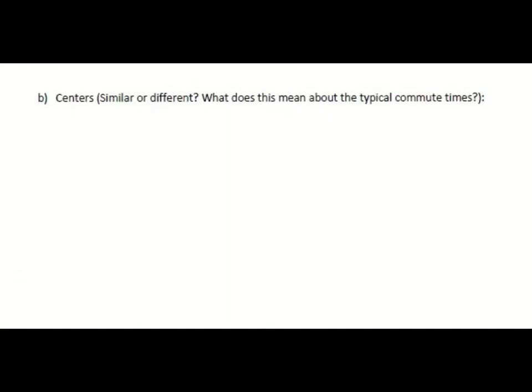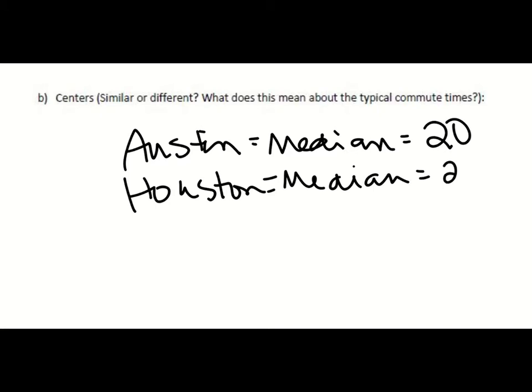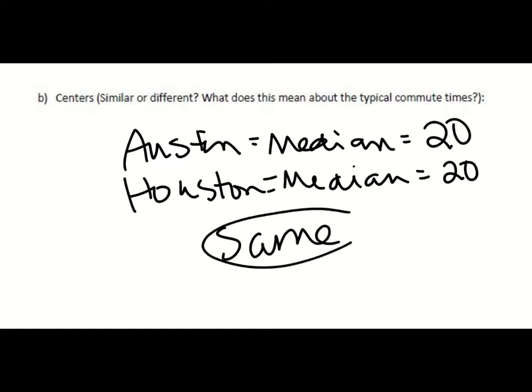Okay, so both of them, their centers. If you look at both of them, for Austin, your median was 20. For Houston, your median was also 20, okay? So when they ask for center, they're talking about median in this case. So both centers had the same commute time. So basically, your centers were the same.